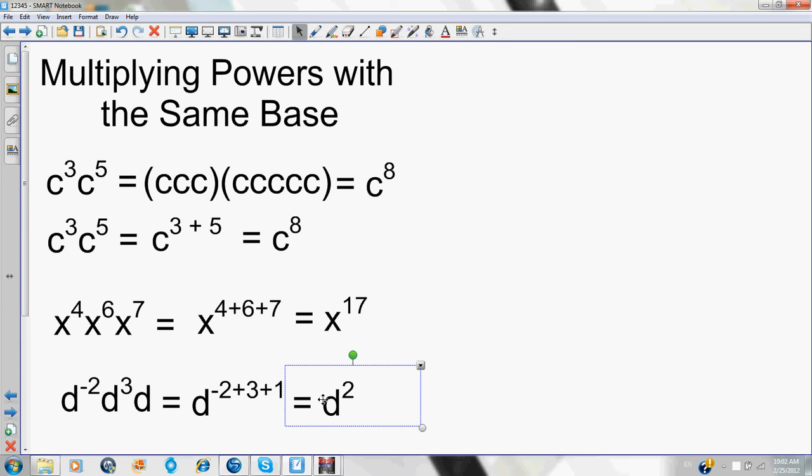So the important thing to learn from this is if you have powers that have the same base. In the first example it was c times c, in the second example it was x times x times x, and in the third example it was d's that were the same base. If it was mixed up in any way, you could not add the exponents.